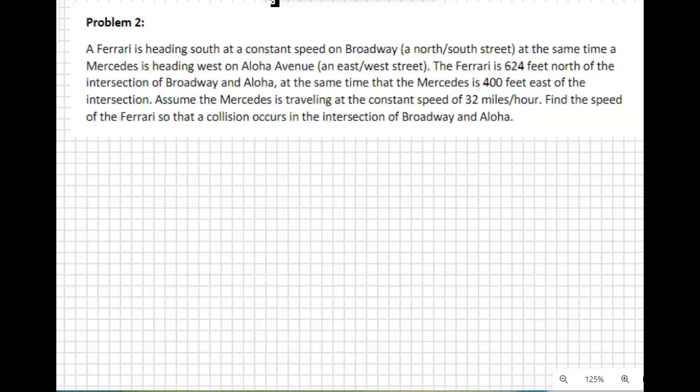Assume the Mercedes is traveling at a constant speed of 32 miles an hour. Find the speed of the Ferrari so that a collision occurs in the intersection of Broadway and Aloha.